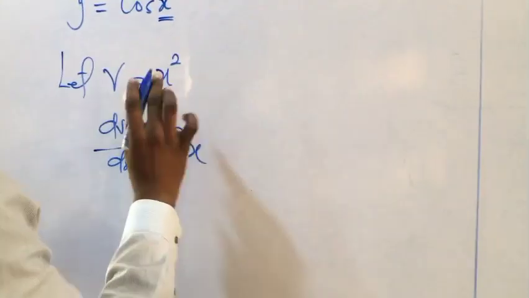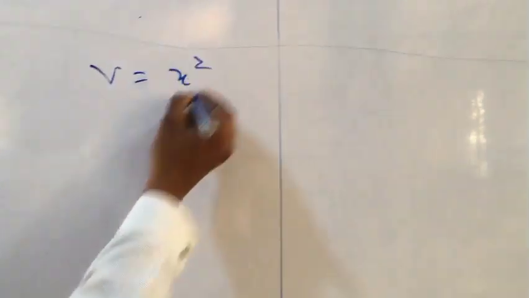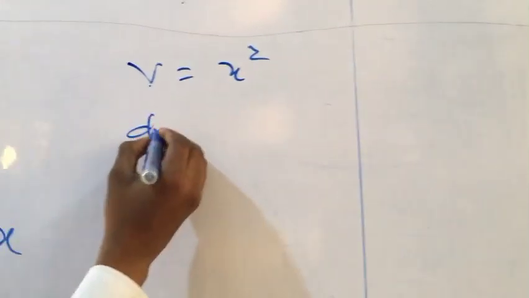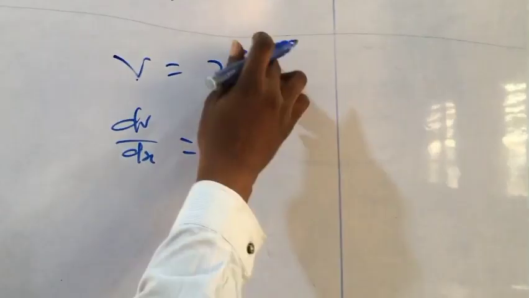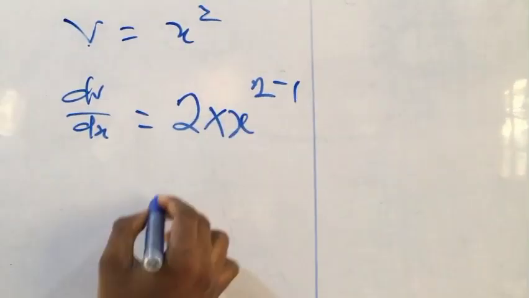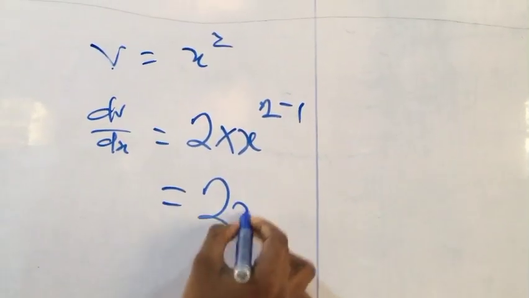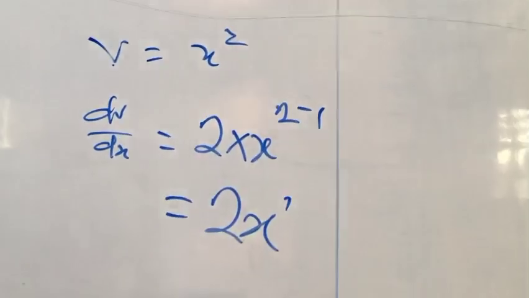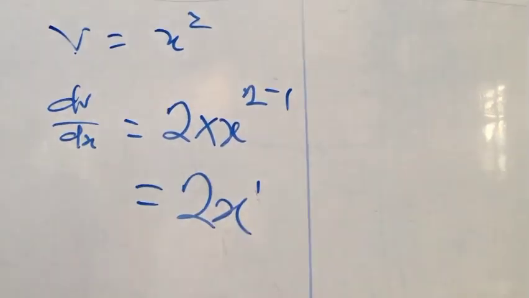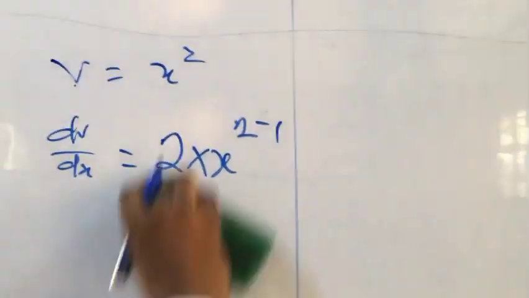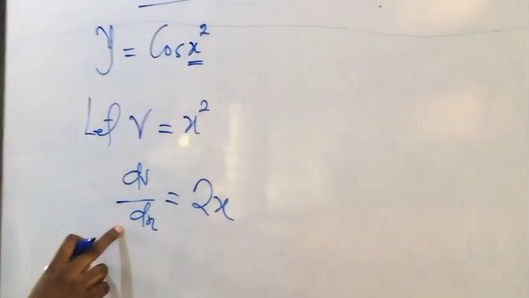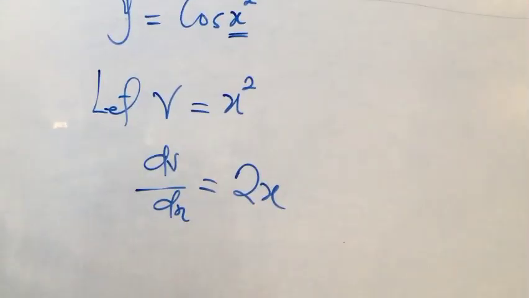So now, that means that if you differentiate v is equals to x squared, following the same pattern, we'll be differentiating v with respect to x, that is dv over dx, which will give you, your power comes down, you have 2 times x raised to power 2 minus 1. So that will give you 2 times x, which is 2x. 2 minus 1 is 1. 2x raised to power 1 is still the same thing as 2x. Now with that, I've been able to get dv dx is equals to 2x.